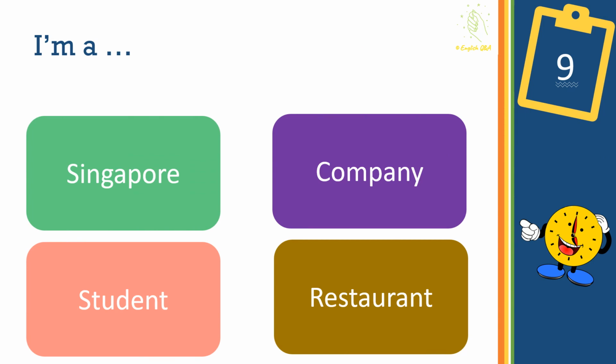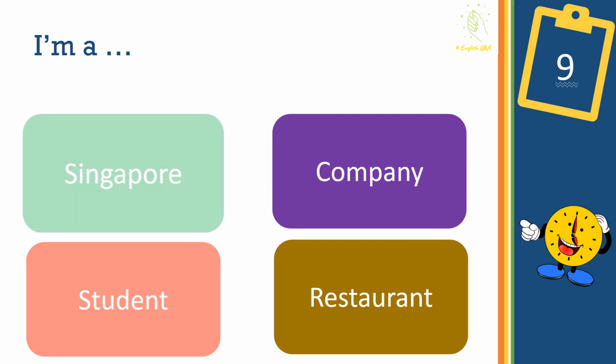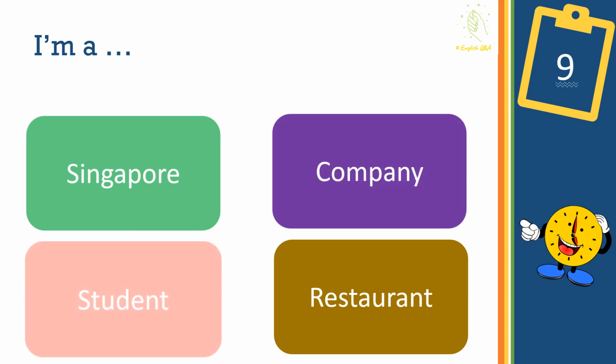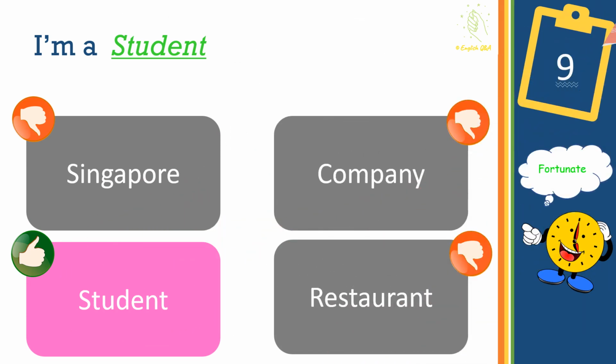Question 9. I'm a dash. Pick a right answer. Singapore. Company. Student. Restaurant. The correct answer is student. I'm a student.